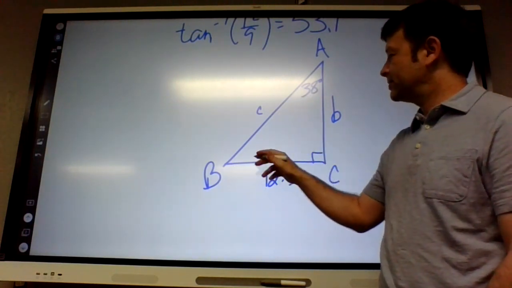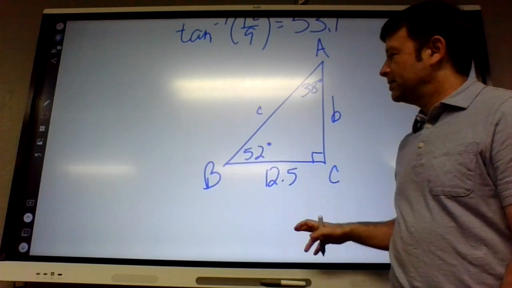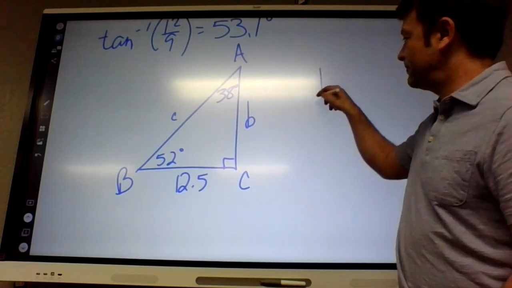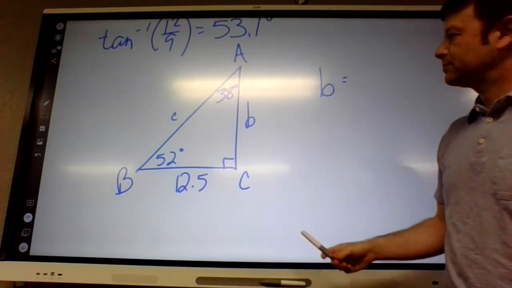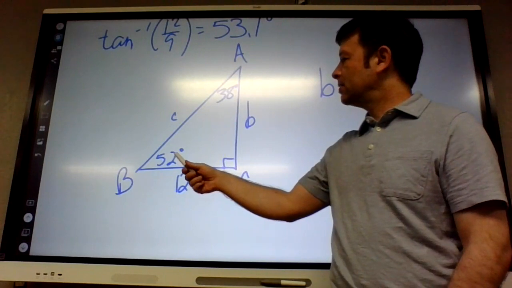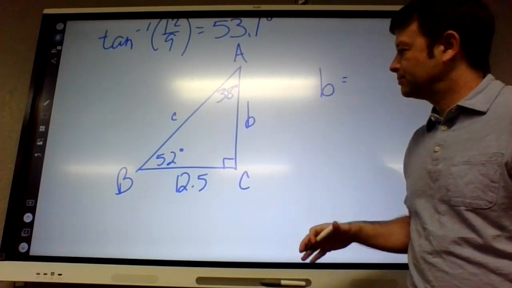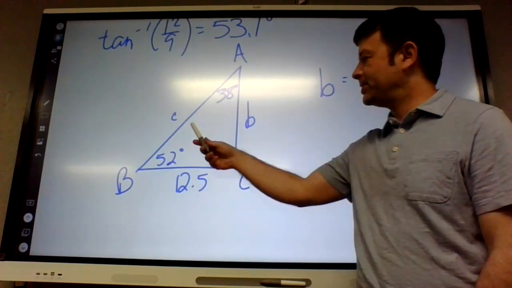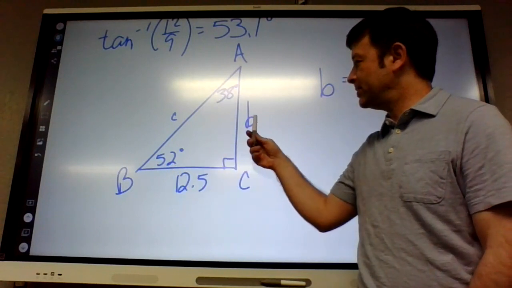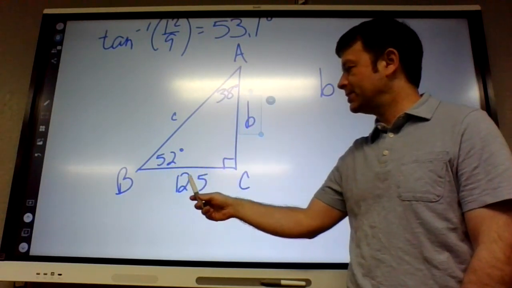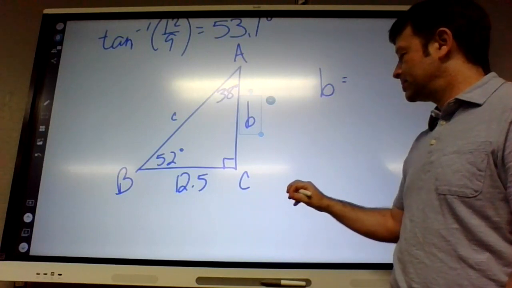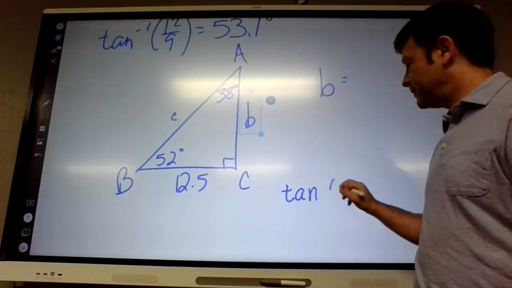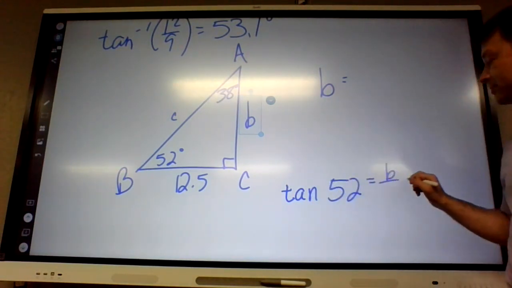90 minus 38, that's real quick. Okay, let's say side B, how would I find side B? Wouldn't it be 42? No, it should add up to 90. So angle B is 52. Opposite over adjacent. Okay, relative to this angle or this angle, depending on what you're doing. If you're using this angle, it'd be opposite to the side we're looking for, adjacent to the side we know, which is tangent of 52 equals opposite over adjacent.